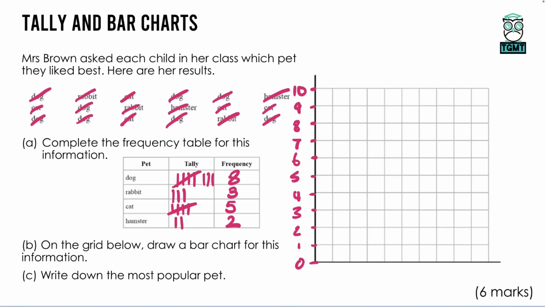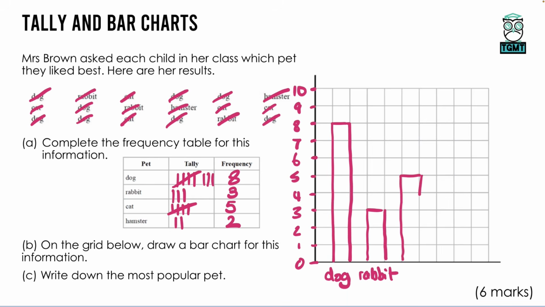Down the bottom, we can now draw our bars in. So I'm going to leave a gap, and I'm going to draw my first bar, which is going to go up to 8. And we're going to label that down the bottom, dog. Then we'll go for rabbit, leaving the same gap between each bar here. So up to 3, we'll label that rabbit. And then the next one, we're going to go up to 5. And that is cat. And the last one, up to 2. And there we go, that one is hamster.